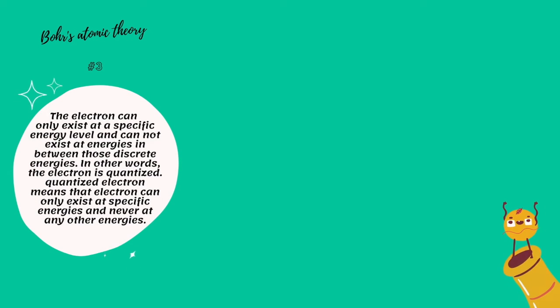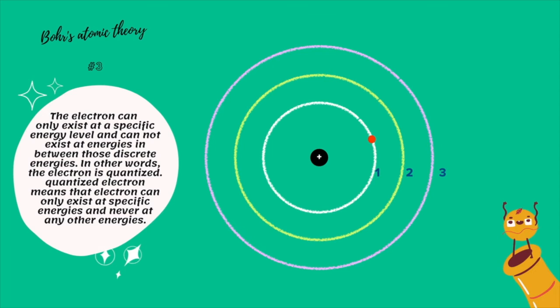Third, the electron can only exist at a specific energy level and cannot exist at energy in between those discrete energies. In other words, the electron is quantized. Quantized electron means that the electron can only exist at specific energy levels and never at any other energy.